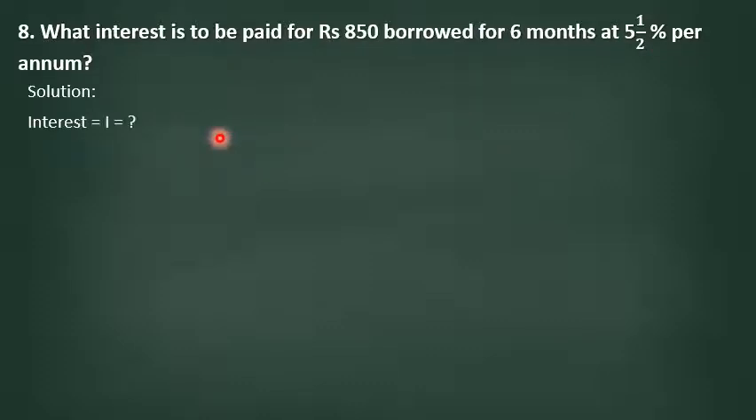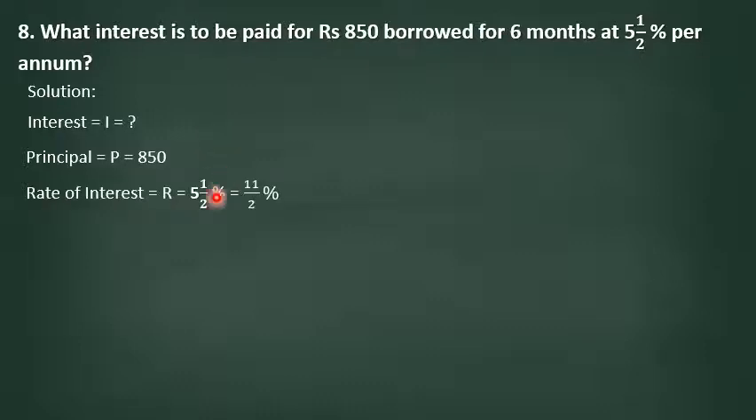Students, interest calculate karna hai. Principal P is given, that is equal to rupees 850, and the rate of interest is also given, that is 5.5%. So it will be equal to 2 5s are 10, 10 plus 1, 11/2%. Students, time is also given, that is equal to 6 months. Time ko hum hamesha measure karte hain years mein. So months ko year mein convert karne ke liye divide karenge 12 pe. So it will be equal to 1/2 year.